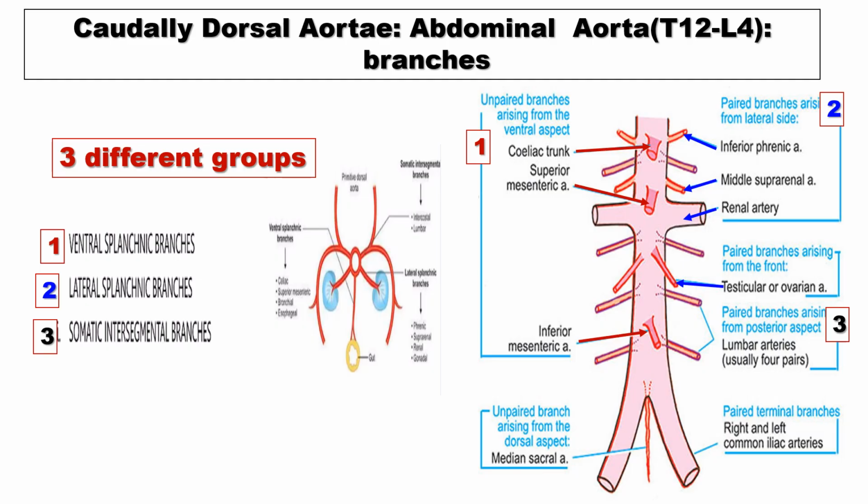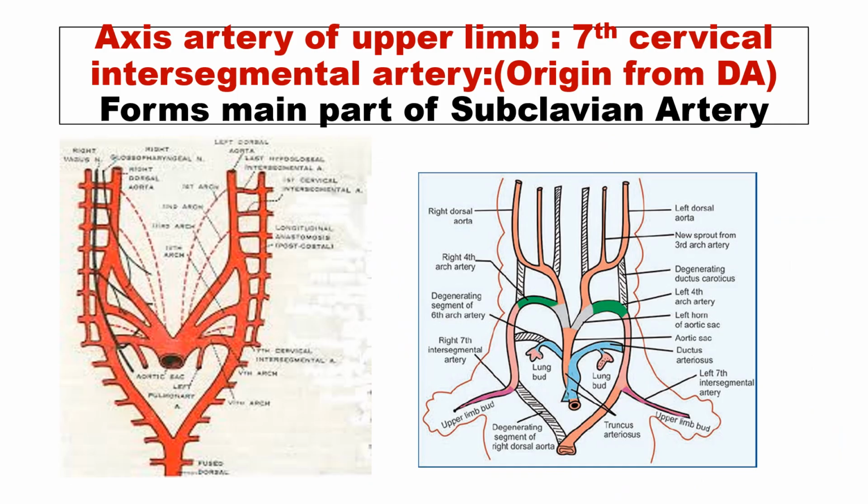The third group are the somatic intersegmental arteries. They are the lumbar arteries, four pairs which arise from the abdominal part of the dorsal aorta. The fifth pair arises from the median sacral artery.